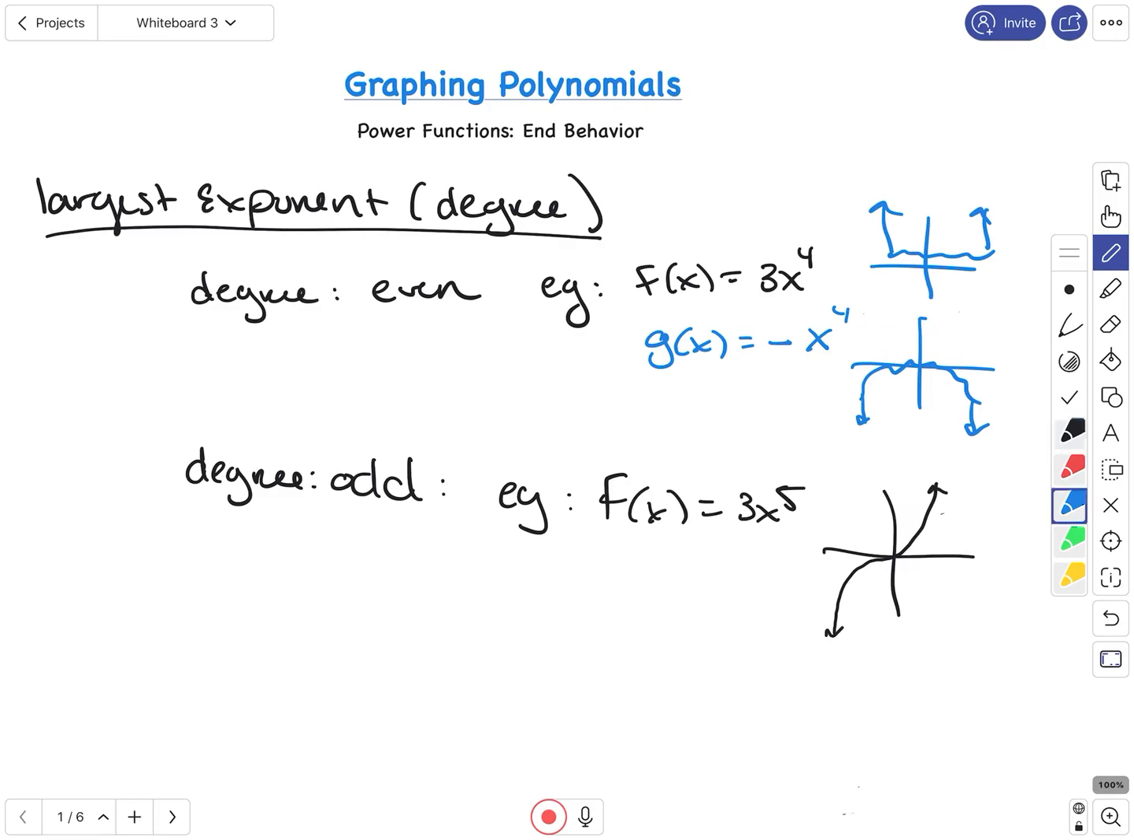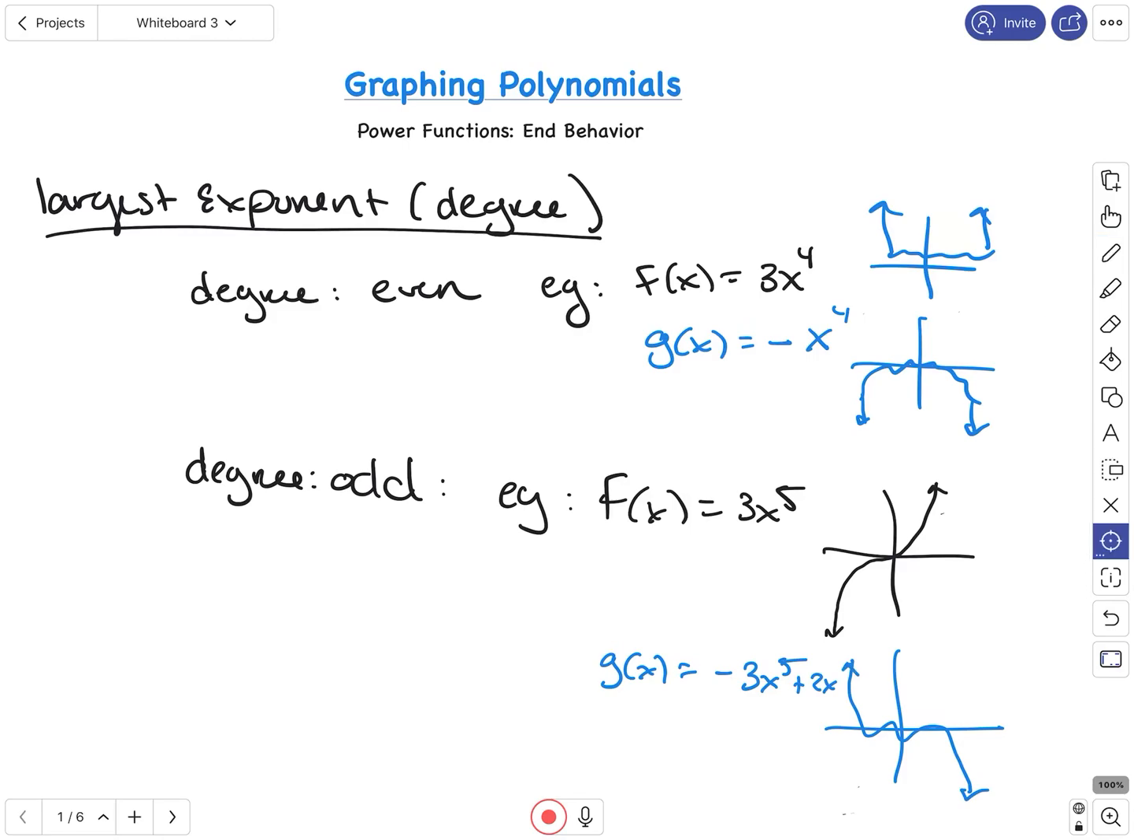But if the degree is odd and the leading coefficient is negative, it will do the opposite. So even if I add a little more to this, plus 2x, I don't know what happens in the middle, but the graph will start up on the left and go down on the right.